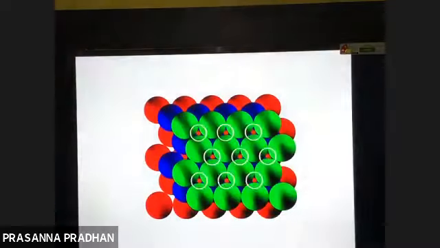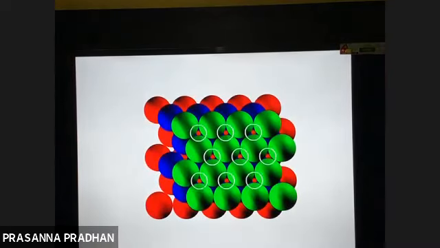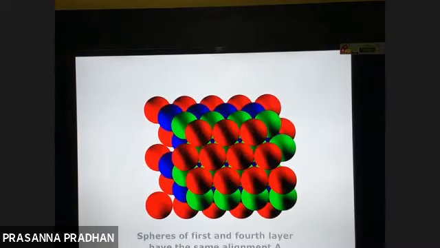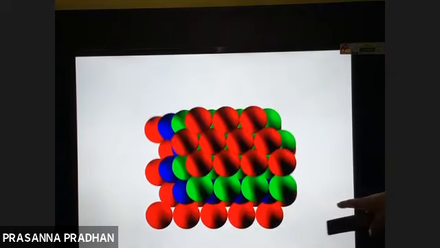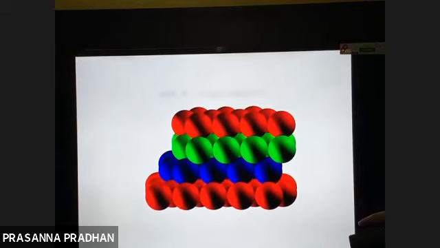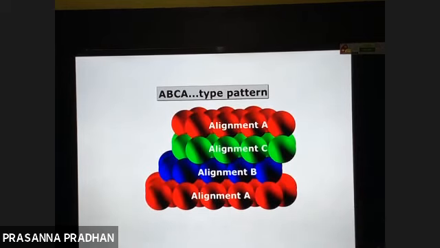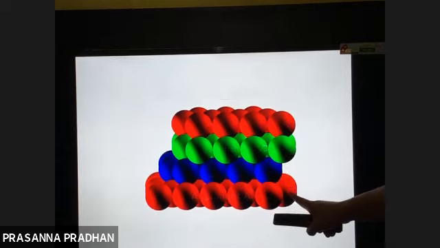We can cover the octahedral voids by the second and third layers by a fourth layer. So देखो, it will be found that the fourth layer has the same alignment as the first layer. Same, देखो, center coincide कर रहा है. So this pattern is called ABCA. इसका center देखो coincide कर रहा है.